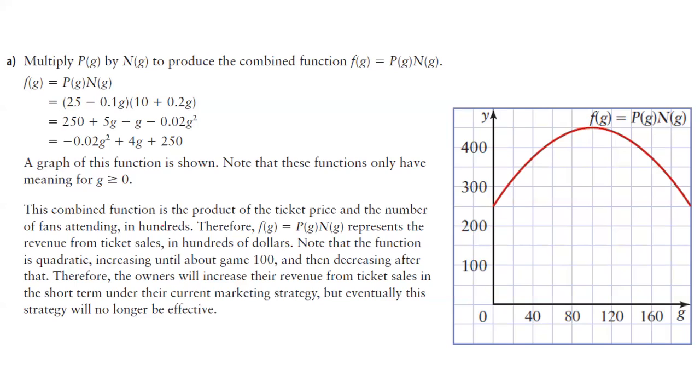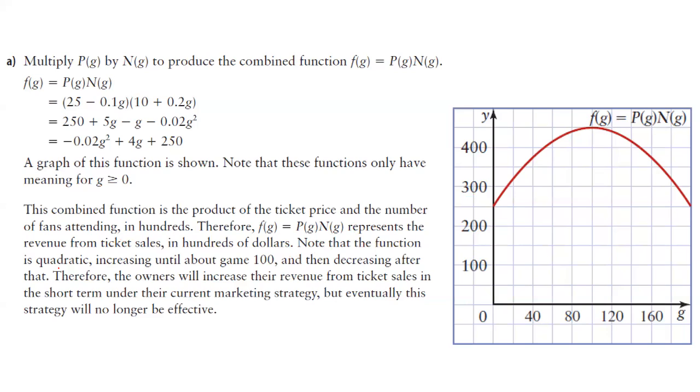This combined function is a product of the ticket price and the number of fans attending, right? So that means F(G) equals the product of P(G) and N(G), which represents the revenue from ticket sales, right? Because if you multiply the price per person by the total number of persons, that will give you the total revenue from ticket sales in hundreds of dollars, right? Because N here stands for the number of people in hundreds.